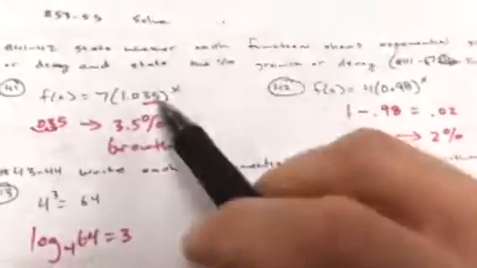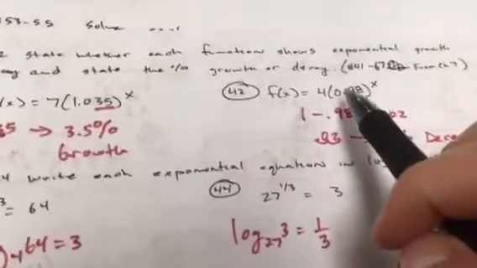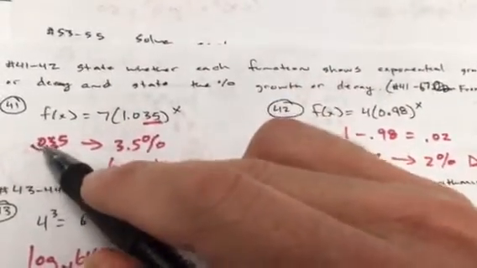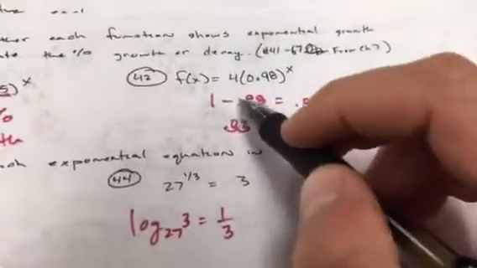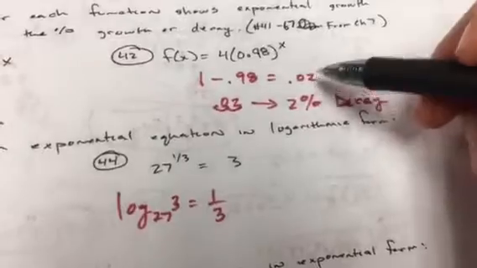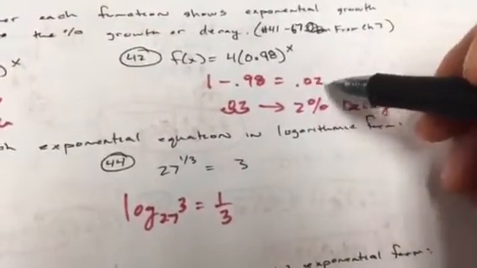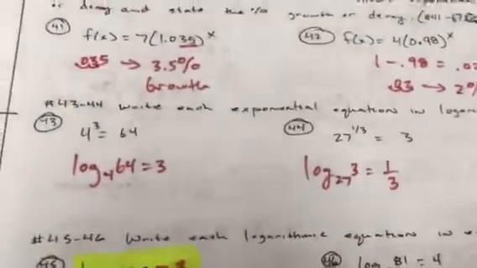41, 42, pretty easy. If it's bigger than 1, it's growth. If it's less than 1 as a base, it's decay. Take this leftover part, 0.035, move the decimal over twice, 3.5% growth. Do 1 minus 0.98, get 0.02, move the decimal over twice, 2% decay.